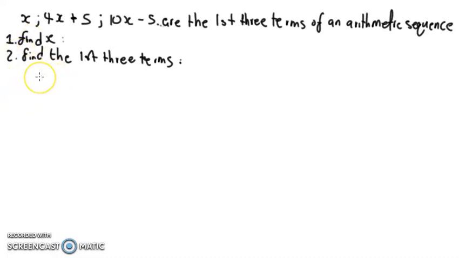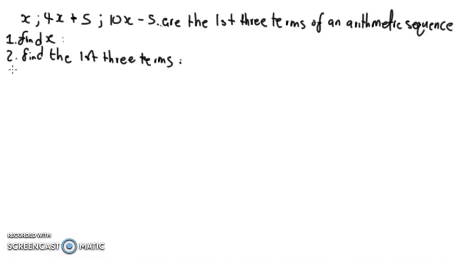This is a slightly more challenging question based on the arithmetic sequence. It involves the variable x. So the first question is asking us to find the value of x. Before you attempt this question, you have to look at the piece of information that you're given. Here we're given the sequence, and we're also told that it's an arithmetic sequence.